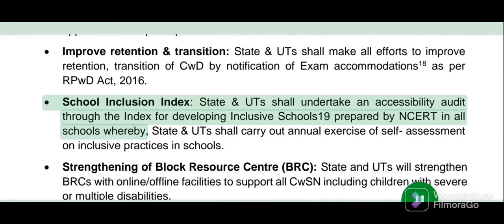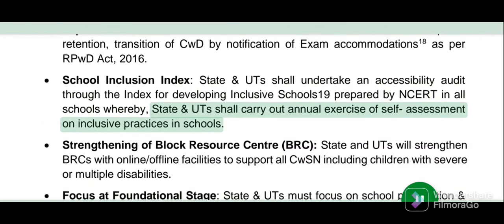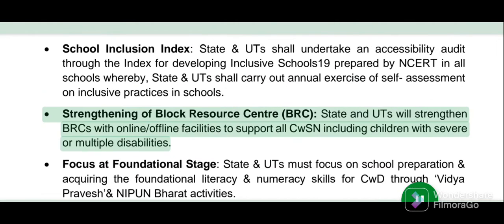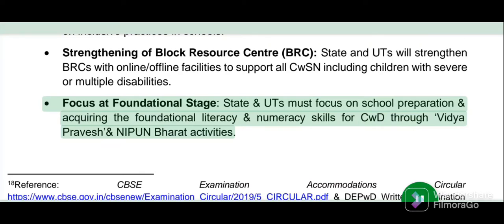School Inclusion Index. State and UTs shall undertake an accessibility audit through the Index for Developing Inclusive Schools (19) prepared by NCERT in all schools, whereby state and UTs shall carry out annual exercise of self-assessment on inclusive practices in schools. Strengthening of Block Resource Center (BRC). State and UTs will strengthen BRCs with online-offline facilities to support all CWSN including children with severe or multiple disabilities. Focus at foundational stage.